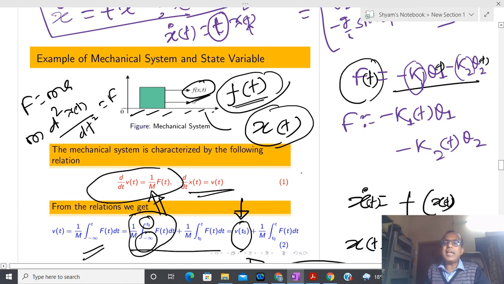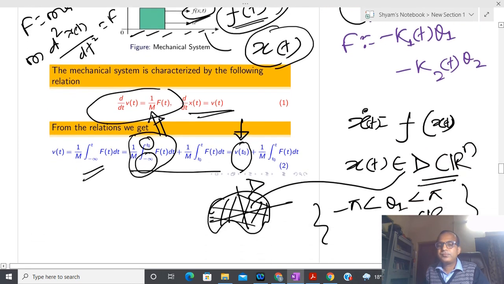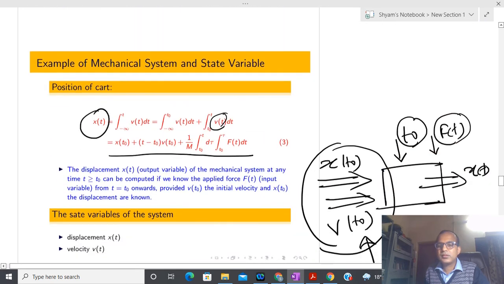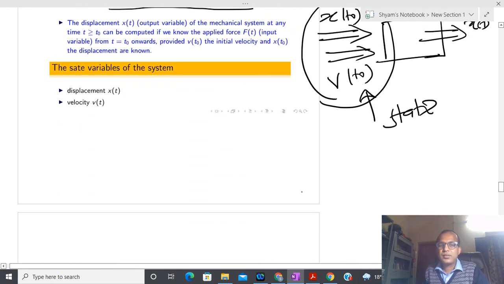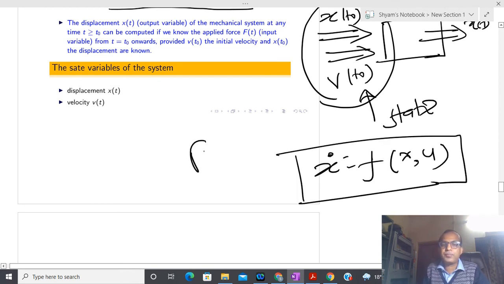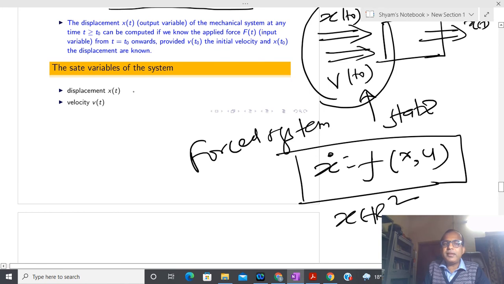Quickly, could you please tell me what is the order of this system? Antara? Second order system. Okay, so I can represent this system like x dot equals f(x, u), and here the forcing function is also required, due to that reason u should be present. So this is nothing but some kind of forced system, where x belongs to R2, two state variables are required, that is displacement and velocity.